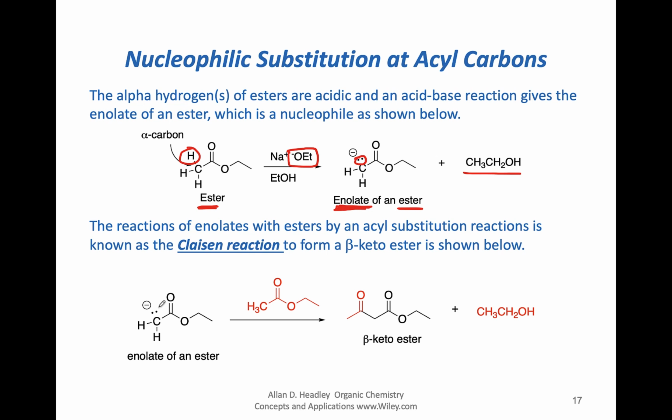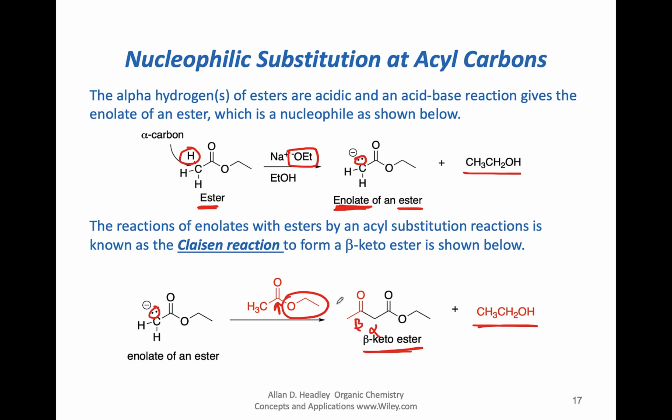As you can imagine, this enolate of the ester can now react with an ester, where this leaves to give a new molecule. And of course, this is the leaving group, leaving as our alcohol. So this is called a beta keto ester. Why beta? This is the alpha carbon, this is the beta carbon, and it has a keto group.